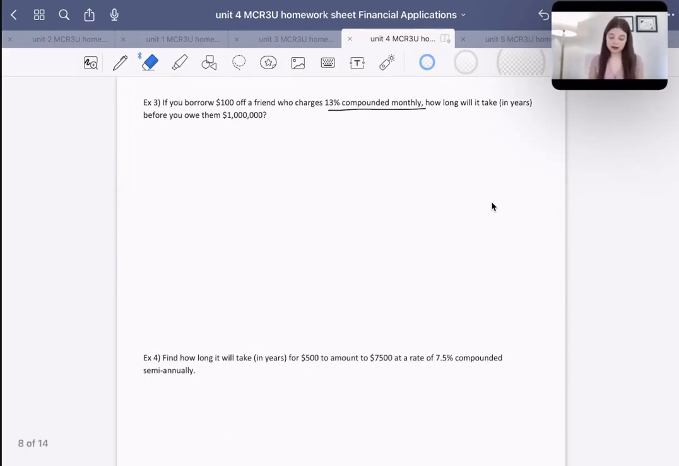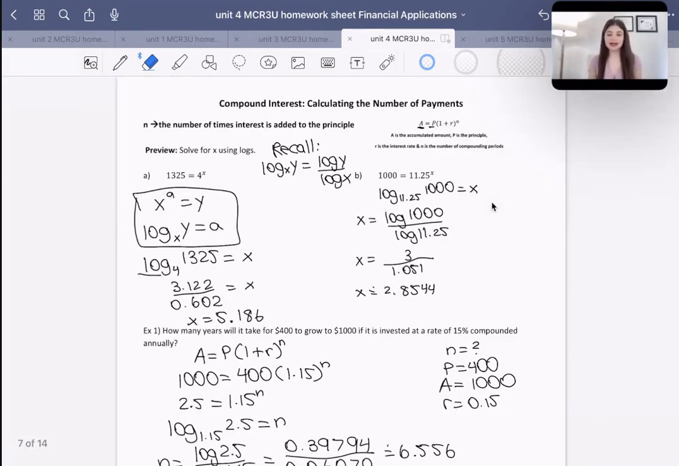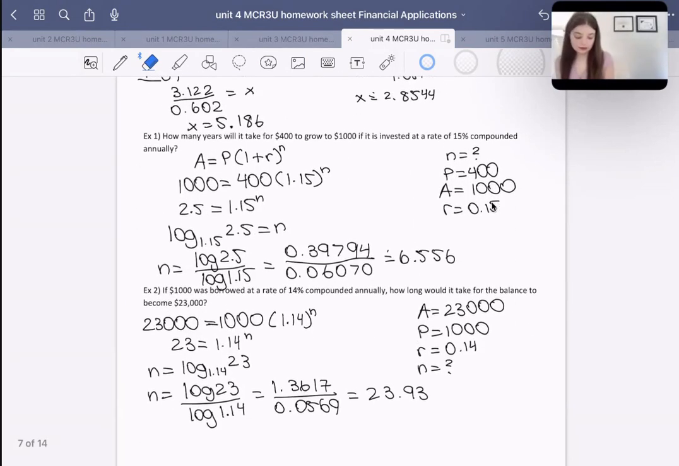Today, we're going to continue where we left off from last day, calculating the number of payments from our compound interest equation. If you haven't watched part one, please make sure you watch part one. In part one, we review how to do logarithms, which are necessary for solving for our exponents if we're not going to be using trial and error. It's much easier once we've gotten used to it to use the logarithms. Okay, so that's very important.